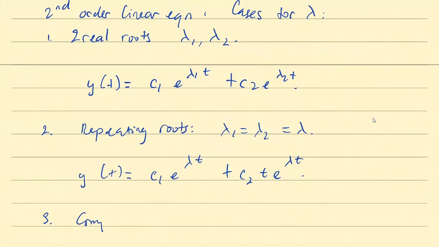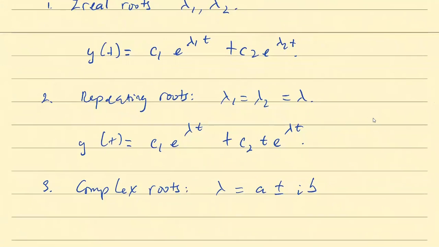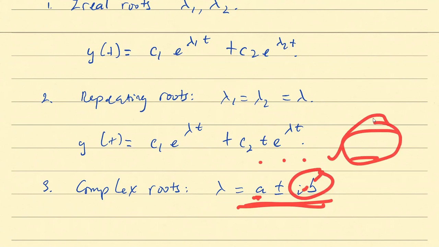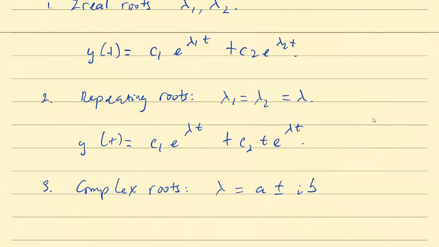Third case, complex roots. Let's say lambda is equal to a plus minus i b. And by the way, it will be of this form because of the quadratic formula, minus b plus minus square root of something. The square root will give you the i term, and then this is minus b over 2. So anyway, the solution will be e to the at, c1 cosine of bt plus c2 sine of bt.